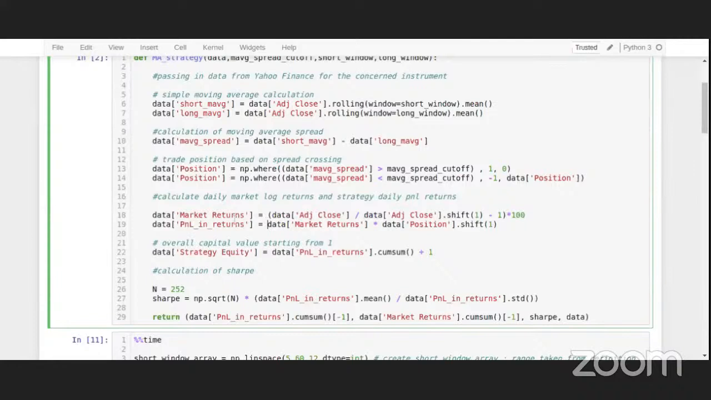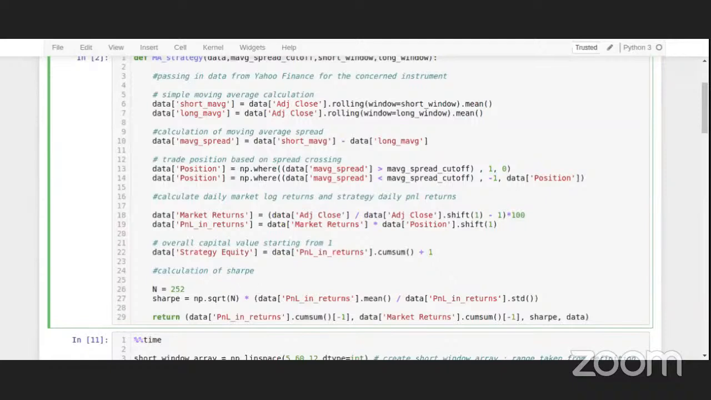Then we calculate the P&L returns. This is just calculated by multiplying the market returns by the position shifted by one. Then we calculate the strategy P&L, like strategy equity. This is just the cumulative sum plus one, which means we are summing up the everyday return, and then adding one to it. So if you start with, let's say, $1, then we are calculating how much the returns are over the entire period of time.